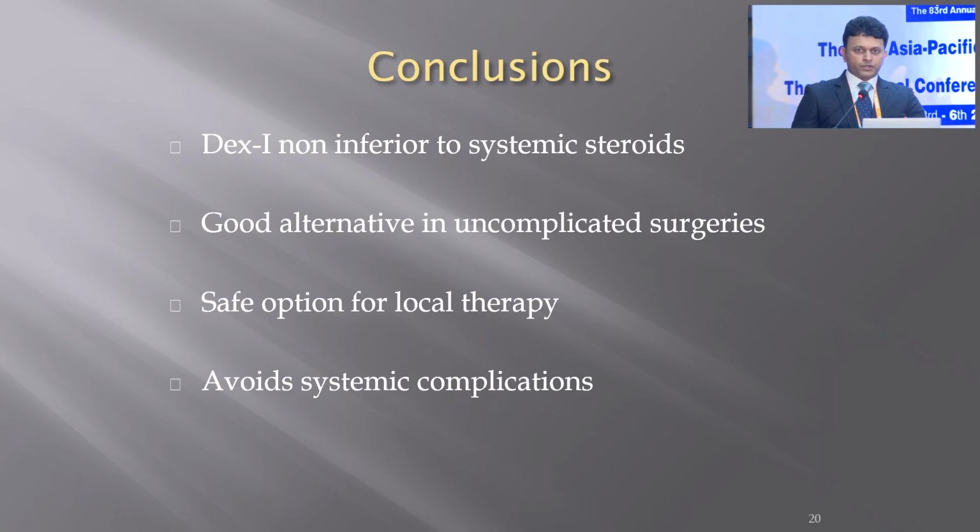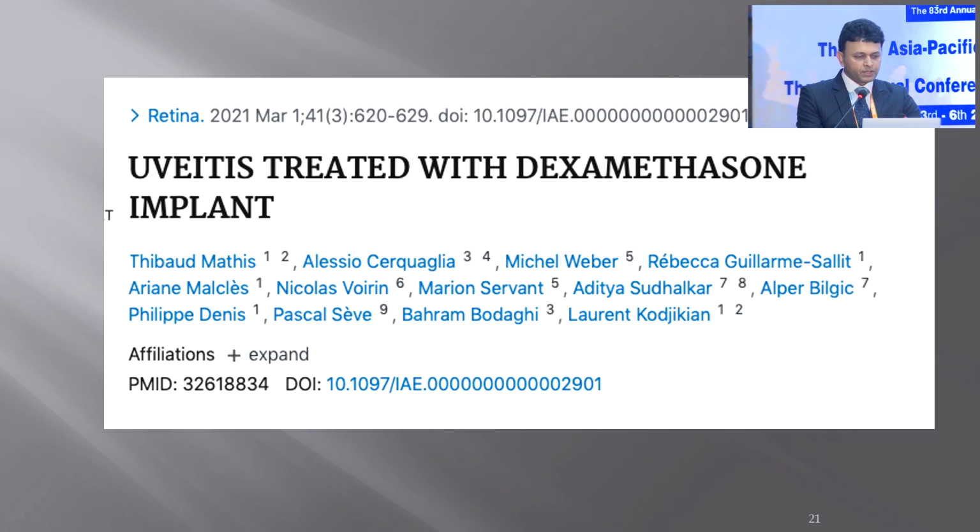And most importantly, the cystoid macular edema was controlled in both groups. Most importantly, the dexamethasone implant group did not have any systemic complications. So we concluded that the Dex-I is non-inferior to systemic steroids in the management of uveitic cataracts. It is a good alternative in uncomplicated cataract surgeries, and it is a safe option for local therapy, which is generally preferred, and obviously it avoids systemic complications.